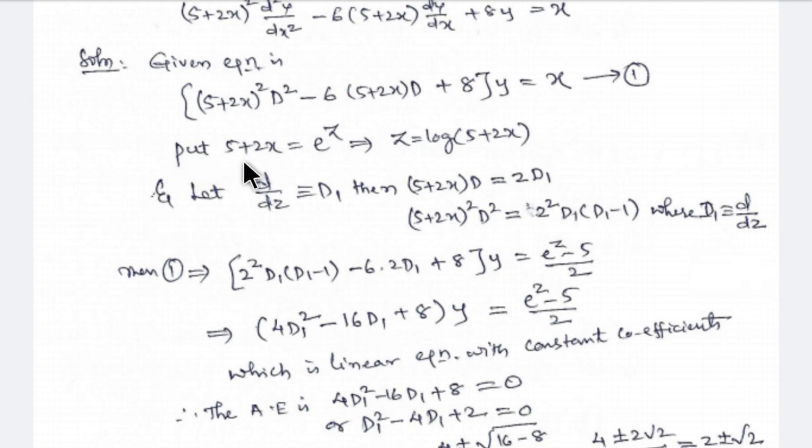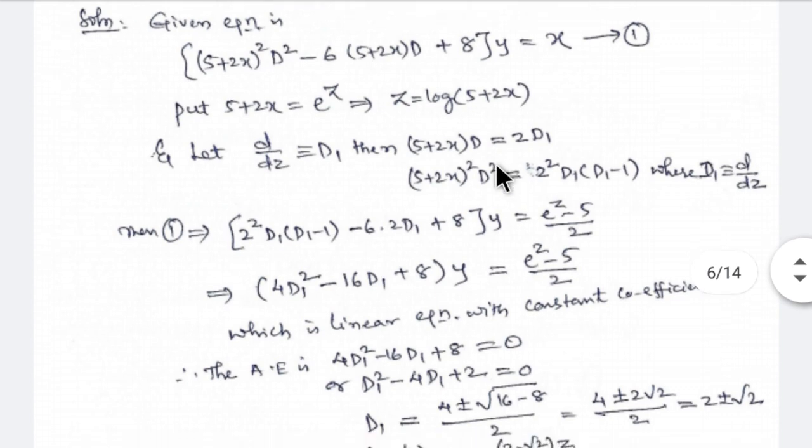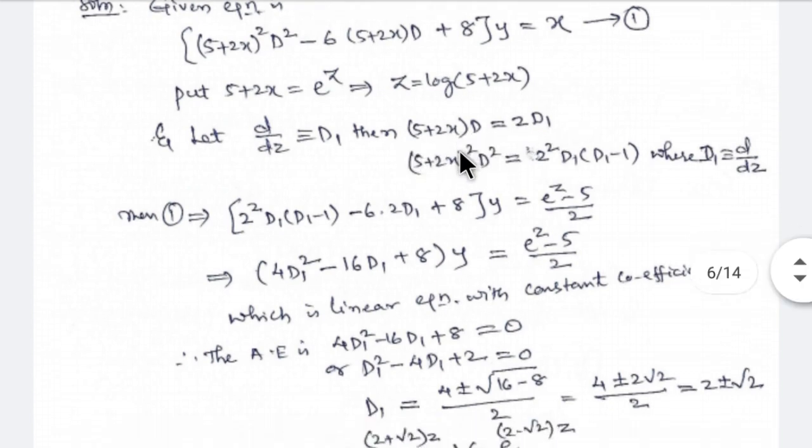So put 5 plus 2x equal to e raised to z, so z is equal to log of (5 plus 2x). Let d by dz be D1. Then you know that (5 plus 2x) D is replaced by 2 into D1, because the coefficient of x is 2 here. And (5 plus 2x) whole square D square is replaced by 2 square into D1 (D1 minus 1), where D1 is d by dz.